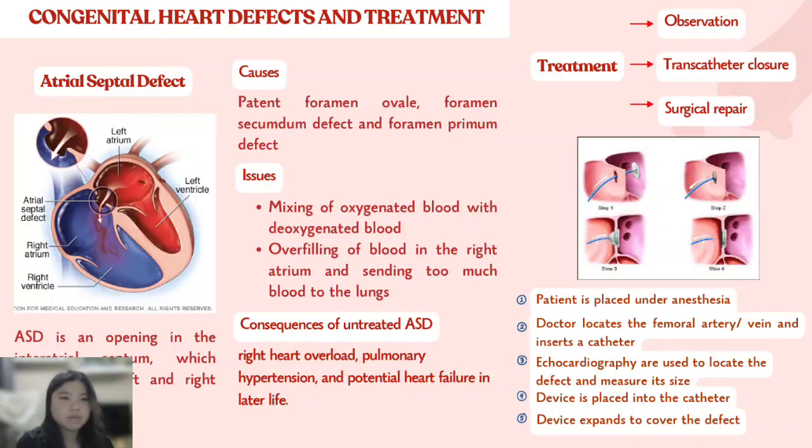Problems arise when there is shunting or mixing of oxygenated and deoxygenated blood. Not only that, large ASDs can lead to the overfilling of blood in the right atrium and sending too much blood to the lungs, causing the right side of the heart to work too much. This leads to pulmonary artery hypertension, elevated pulmonary vascular resistance, and right ventricular hypertrophy by the time people are in their 30s or 40s.